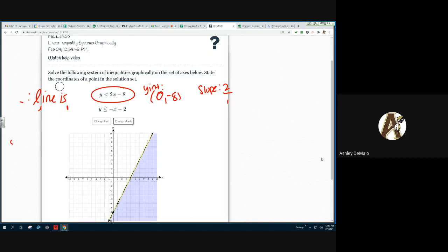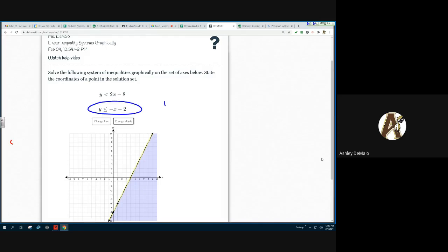So now that we graphed our first inequality, let's look at our second inequality. We'll write the information down in blue now, just so we can keep track. Okay, so this line, your y-intercept is 0, -2. And your slope is -1. And again, you could write it over 1 if you'd like.